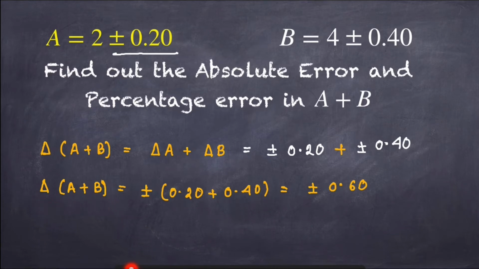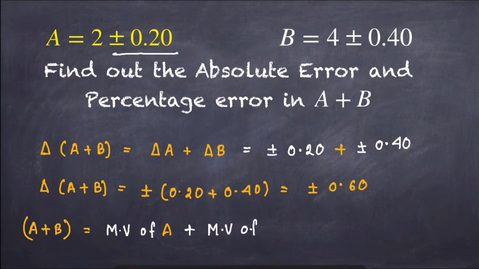Now we need to find out the percentage error in the expression A plus B. For that we need to find out the measured value of A plus B. The measured value of the expression A plus B will be equal to the measured value of A plus the measured value of B. What is the measured value of A? 2. And what is the measured value of B? 4.